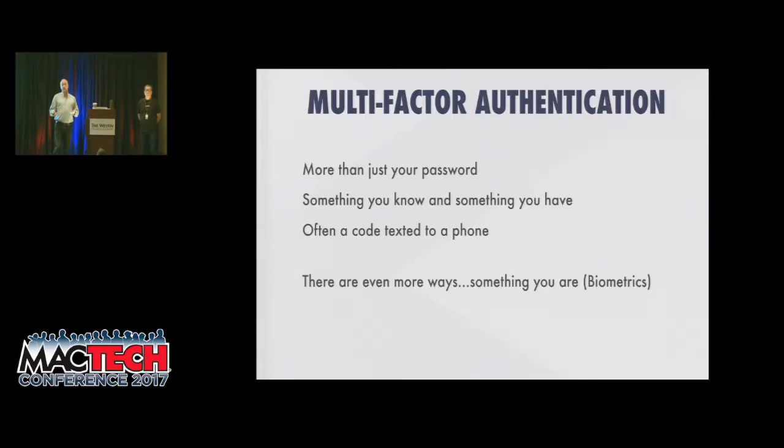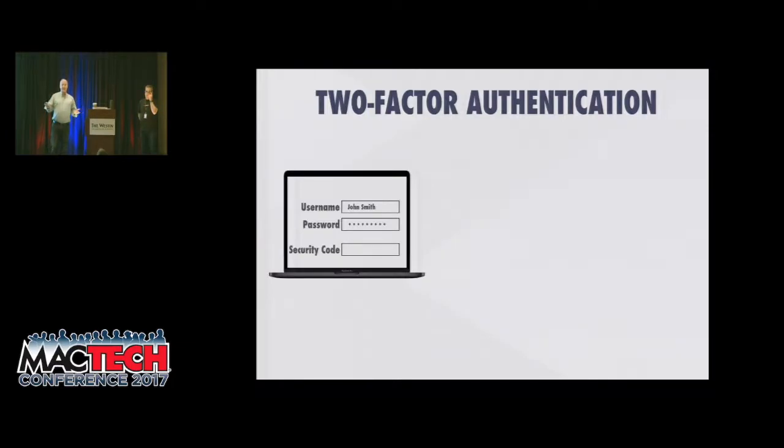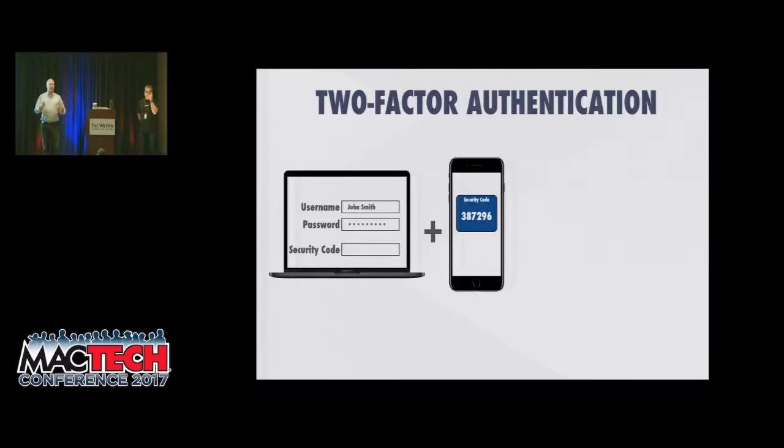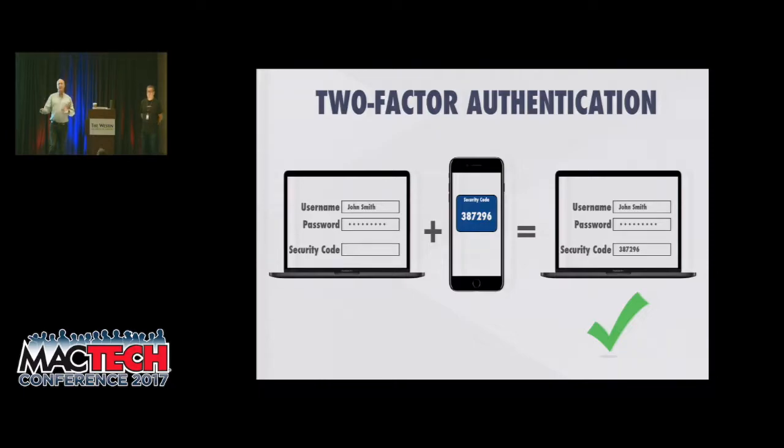Now we have biometrics, so we have three-factor authentication as well. An example, again, replace it if you want to, but two-factor authentication, you're typing in something, you get texted a code, you put the code in, and now you're in. So it's not only something you know, it's something you have. That's the two-factor authentication. The third factor, something you are.